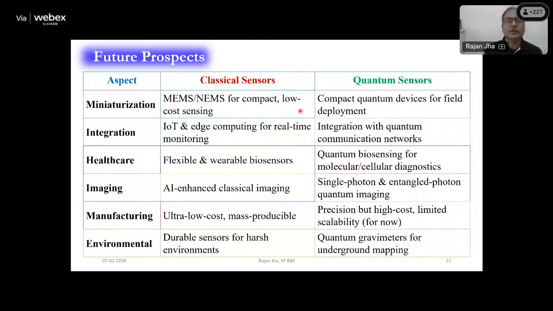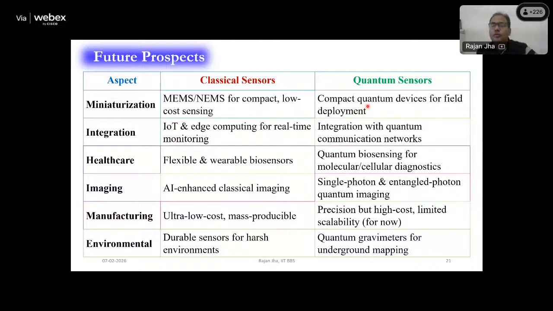in classicals, we are aware of MEMS and NEMS based small sensors, which are integrated with many devices. People have also used the Internet of Things for real-time monitoring. In healthcare, people are talking about flexible and wearable sensors. In imaging, people are using AI to enhance the sensing. So these are some of the classical systems, but if the quantum systems get completely developed, they will be utilized for field deployment.